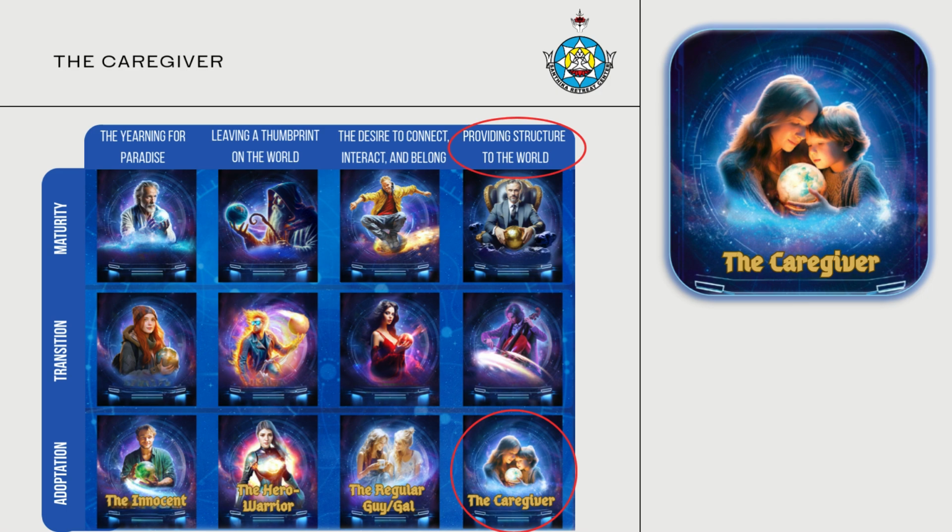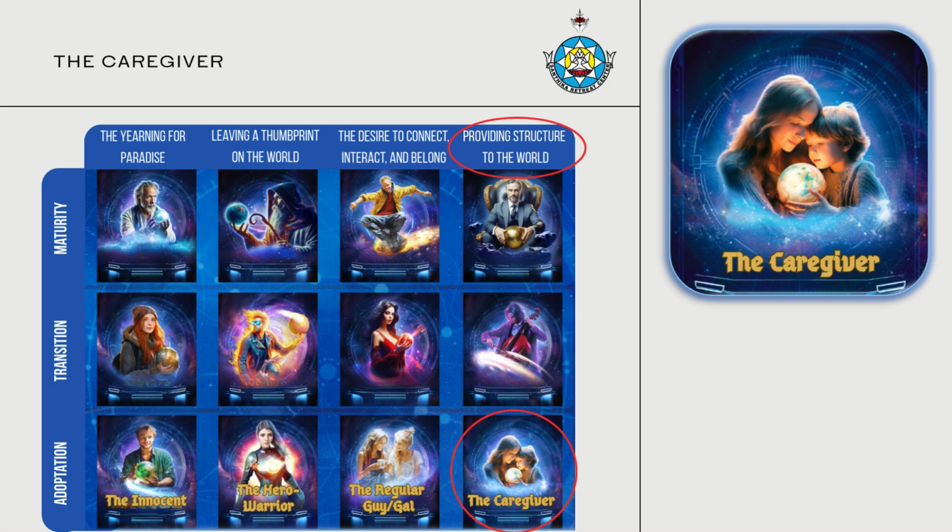Next comes the caregiver. At this stage, a child sees their parent or another adult caring for others and begins to mimic that behavior, comforting toys, helping at home, or looking after younger siblings. Through these actions, the child learns that caring can bring recognition and meaning. The caregiver's desire is to create comfort and safety for another person or for a group, most often the family.